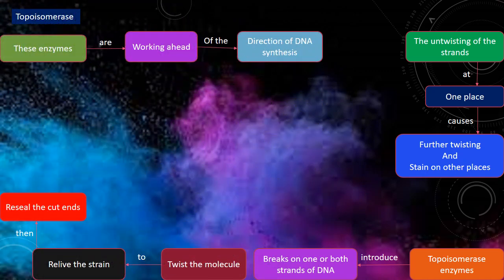Topoisomerase. These enzymes work ahead of the direction of DNA synthesis. The untwisting of the strands at one place causes further twisting and straining in other places. Topoisomerase enzymes introduce breaks on one or both strands of DNA, twist the molecule to relieve the strain, then reseal the cut ends.